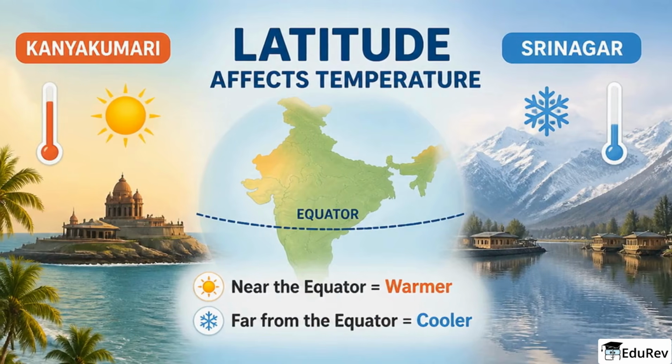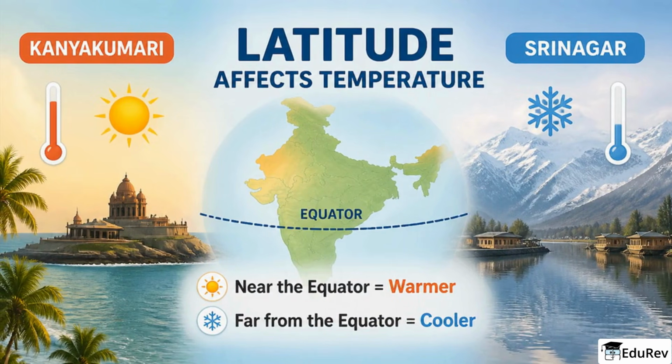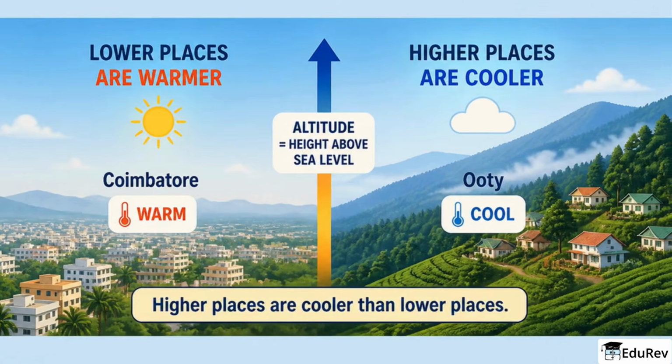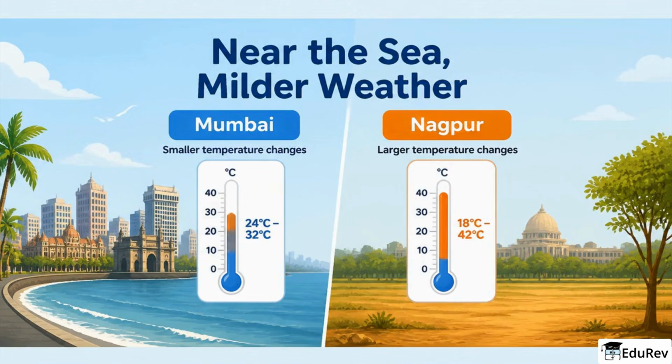Several factors decide these climate differences across India. Latitude means distance from the equator, and places near it are generally warmer. For example, Kanyakumari stays warm while Srinagar is much cooler. Altitude is height above sea level. Higher places are cooler. For example, Ooty is cooler than Coimbatore because of height. Proximity to the sea makes coastal places milder, so Mumbai has smaller temperature changes than inland Nagpur.